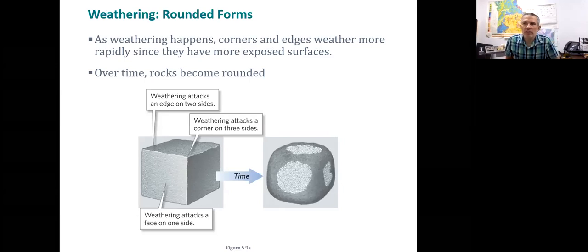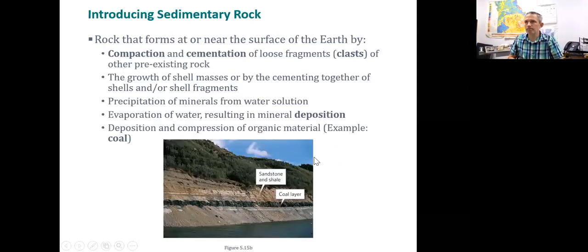So here is the example of the 1-2 punch that I was just mentioning, where mechanical weathering is going to cause rocks to become more angular. Then the chemical weathering is going to start to round off these surfaces because, again, there's more surface area for chemical weathering to attack, so it's going to weather 3 times faster.